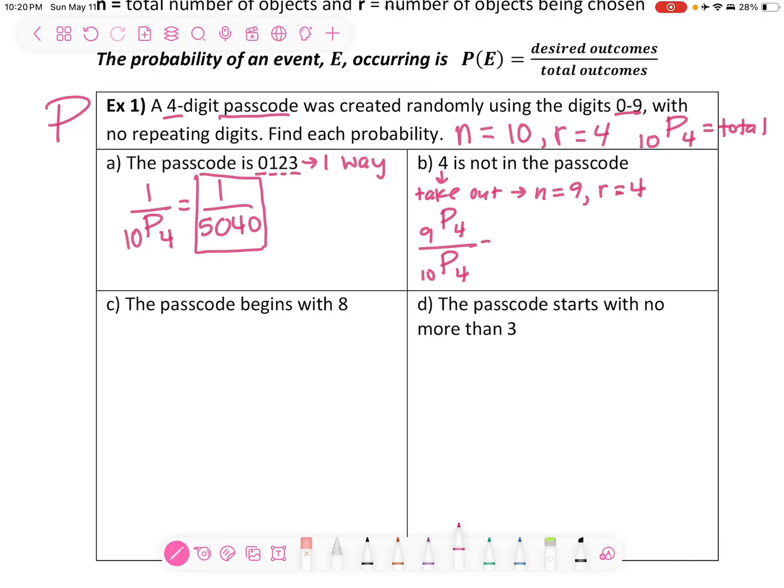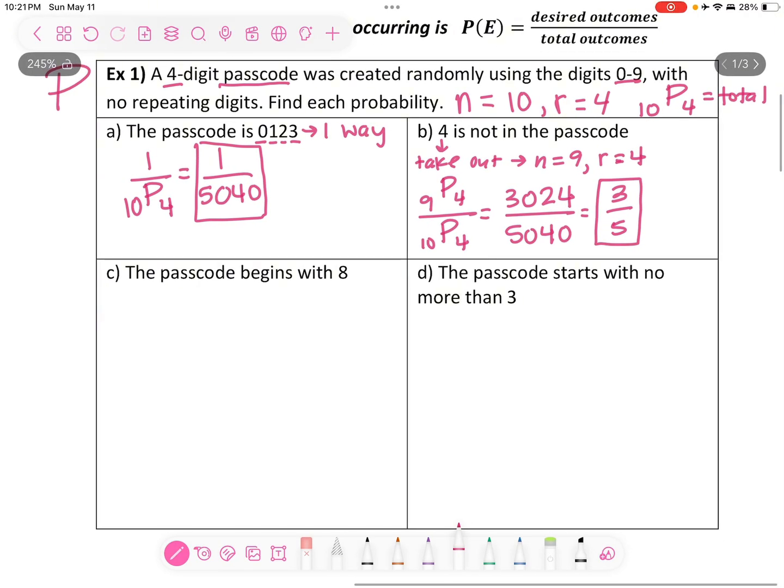So the top one is going to give me 3024. The bottom is going to give me 5040. And then you can simplify this either by hand or in the calculator. You're going to get 3/5 when you simplify that. So that's our probability, which is a pretty easy one to turn to a percent. That's 60%, but I'll just leave it as a fraction. All right, let's look at C.